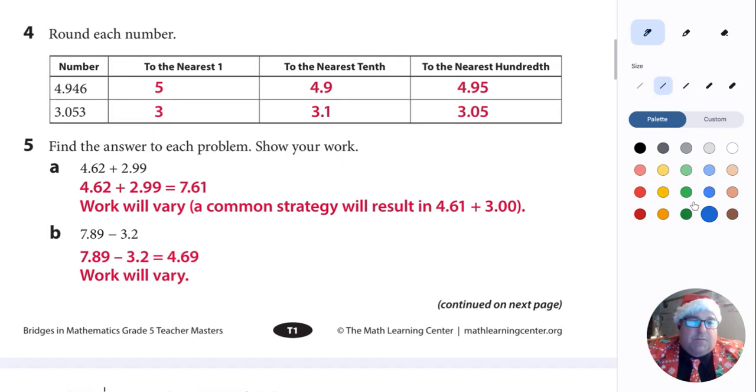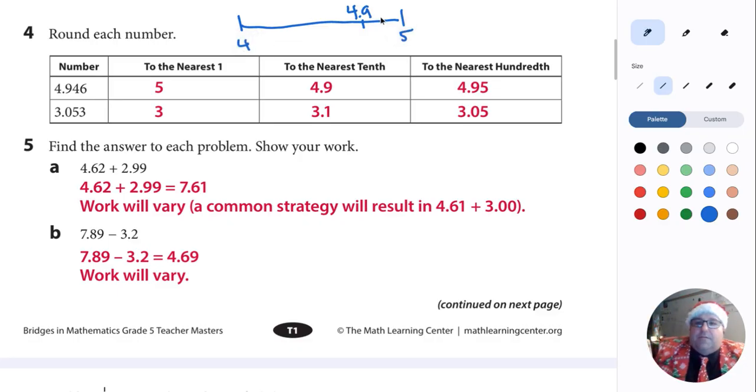Anytime we're rounding, we can really think about a number line. In this case, we have the number 4.946, but we'll just say 4.9. So if we were to draw a number line, we know it's going to be somewhere between 4 and 5, right? So 4.9 is right here. This is 4. This is 5.